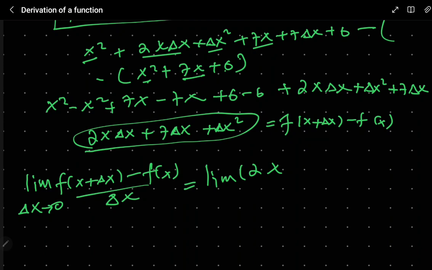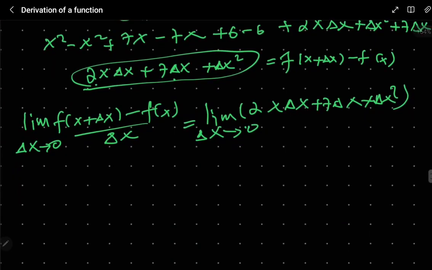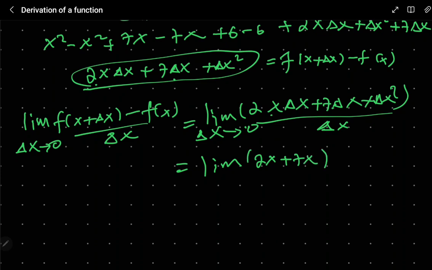So there is 2x change in x plus 7 change in x plus change in x squared, as change in x goes to 0. Now let's find the limit of this over the change in x. So this is the same as the limit of, you can take 2x plus 7, they have change in x in common, plus change in x squared, as change in x goes to 0.